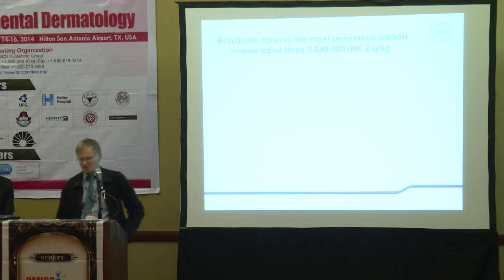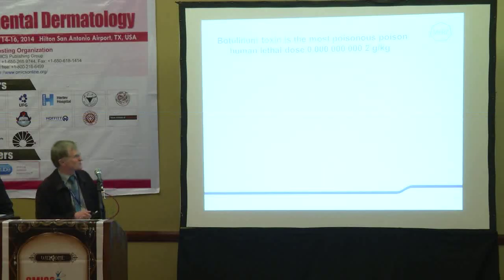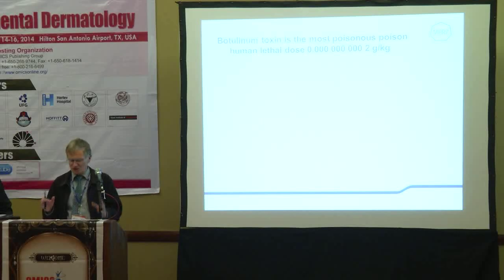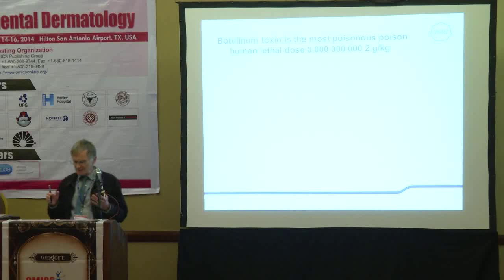Well, what about botulinum toxin? What is the substance botulinum toxin? Well, it is the most poisonous poison in the world. There is no other substance in the world which has a higher toxicity. To give you a number, the human lethal dose is less than 1 billionth of a gram per kilogram. You see a lot of zeros. So it's really a very low amount of protein which is already toxic. That means when you want to develop a pharmaceutical with it, the active dose has to be much reduced compared to this lethal dose in humans.